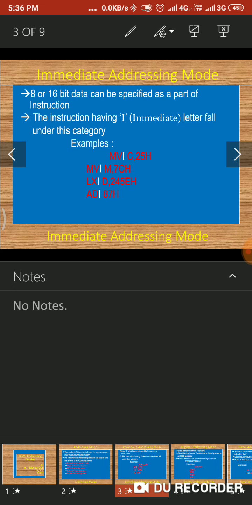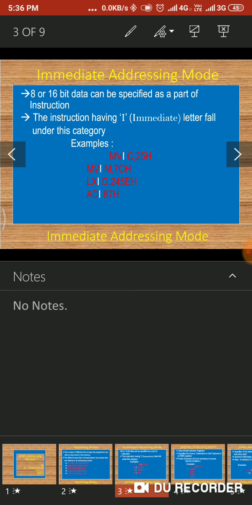An example of the register addressing mode is MOV A, B. That is, the data stored in the register B will be moved to the register A. The next instruction, ADD E. Here, by default, one data will be in the accumulator and the other data will be in the register E. The addition operation will be done between the accumulator and register E. Then the result will be stored in the accumulator. The next is SPHL, that is, stack pointer and HL register pair.